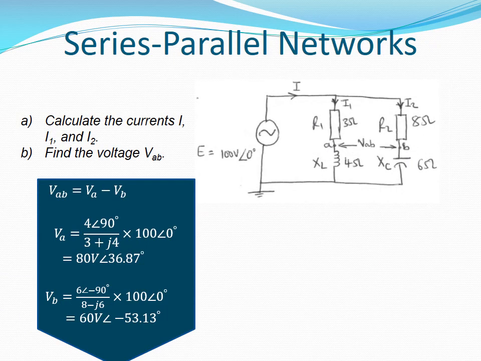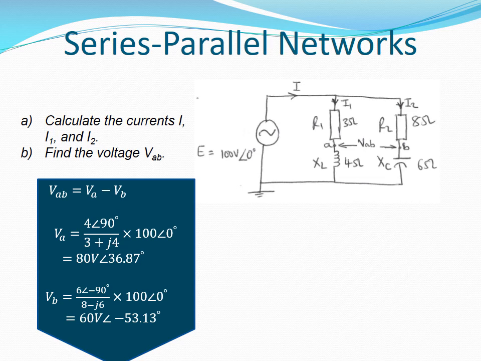VAB is calculated as the difference between the potentials VA and VB. VA is equivalent to the voltage across the 4 ohm inductance. VB is equivalent to the voltage across the 6 ohm capacitance. The two voltages VA and VB appear across elements that are contained in two respective series portions of the network. Therefore, we can calculate them using the voltage divider rule.